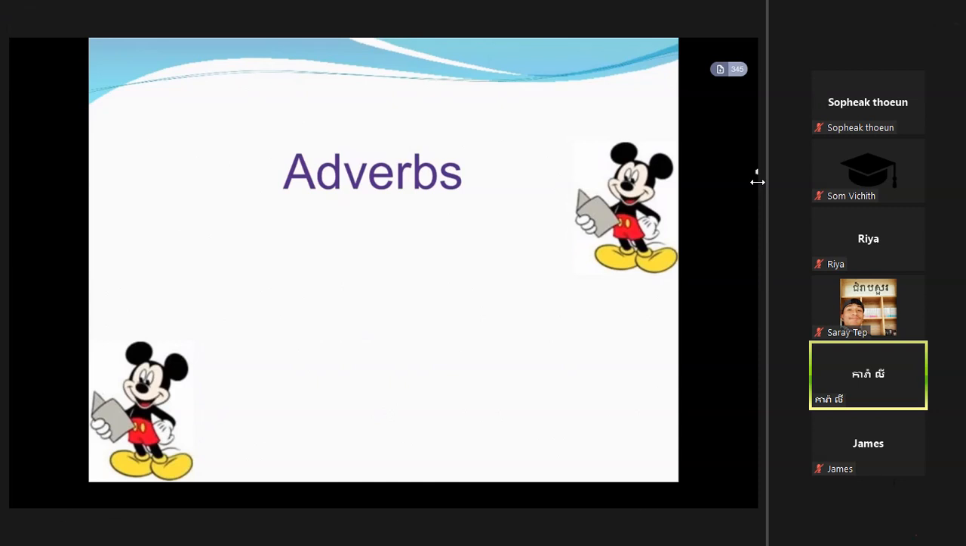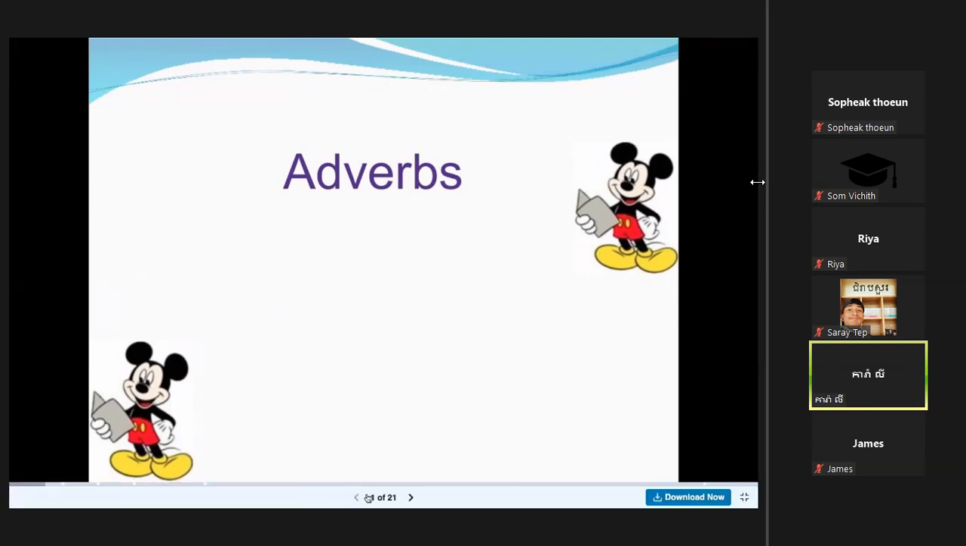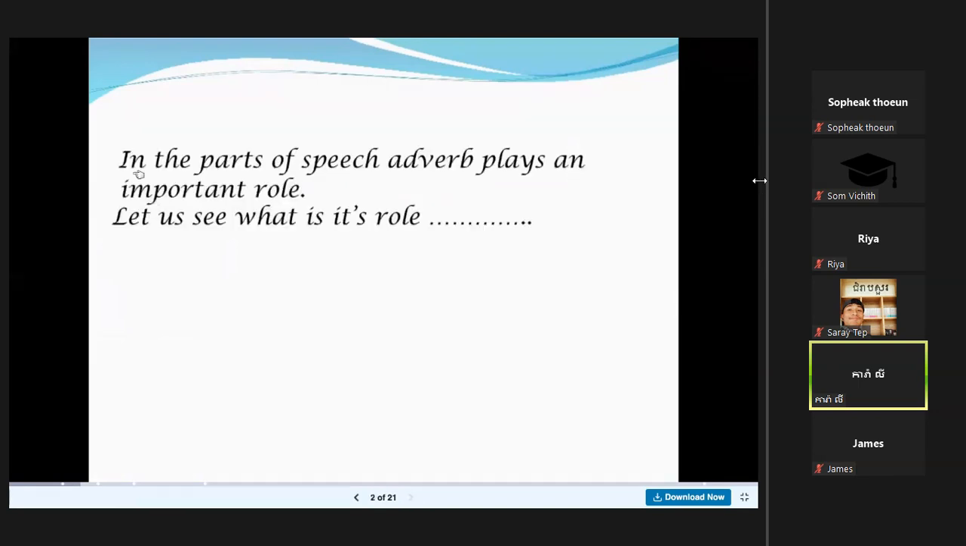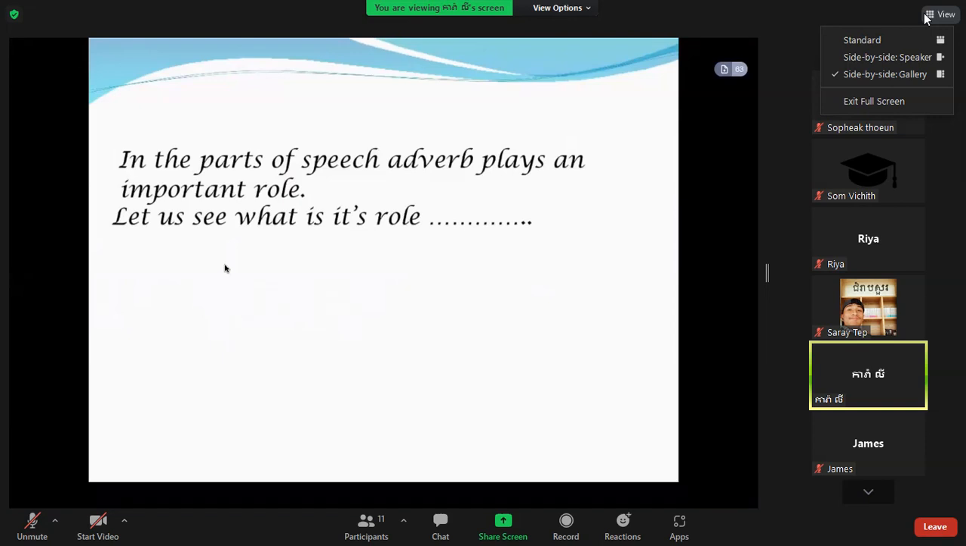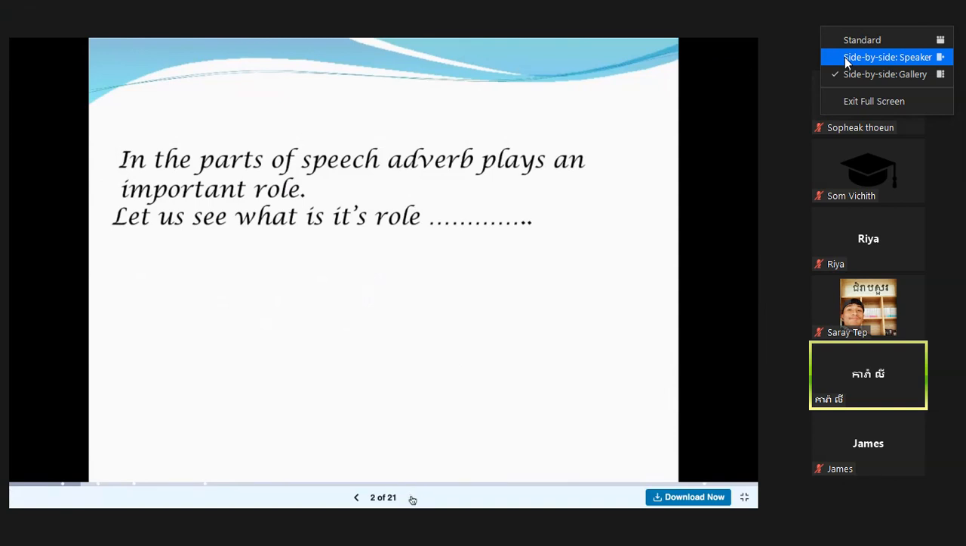An adverb is describing how you are going to do something, or an adjective. So an adjective describes a noun, but an adverb enhances or helps or makes better that adjective, okay? So we're going to look at this. In the parts of speech, adverb plays an important role. So it is just saying it's important. Let's see what it does.